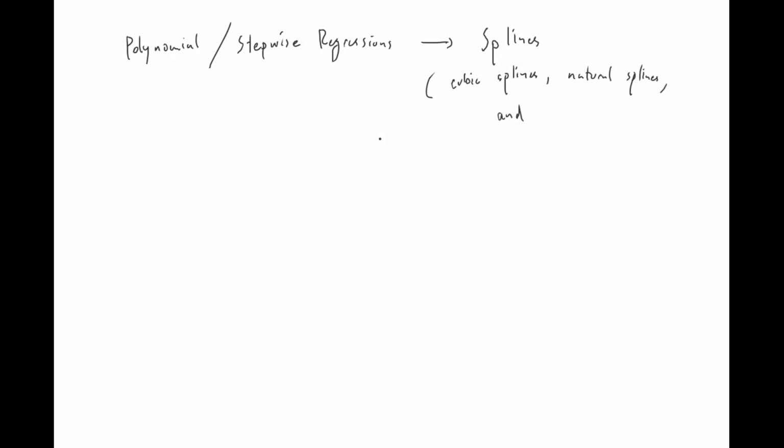and what was the last one? Cubic splines, natural splines, and smoothing splines. And so these are more evolved versions combining strengths of both the polynomial and stepwise regression, but then making the lines continuous at the points where you have breakpoints, and they turn into knots instead, right?